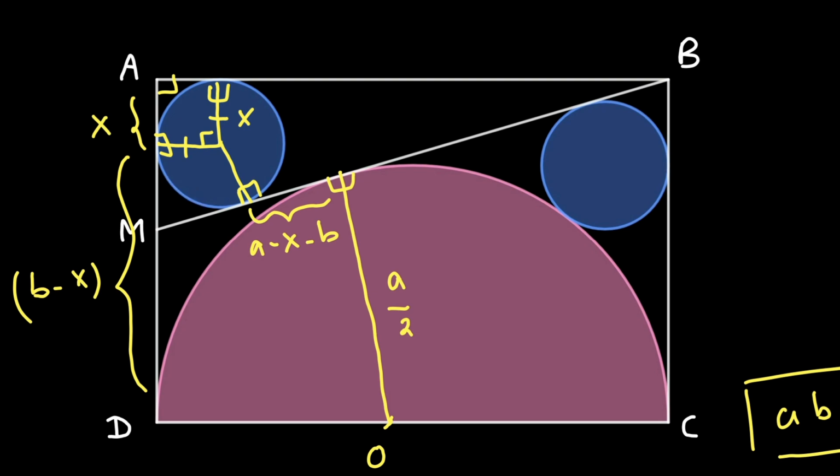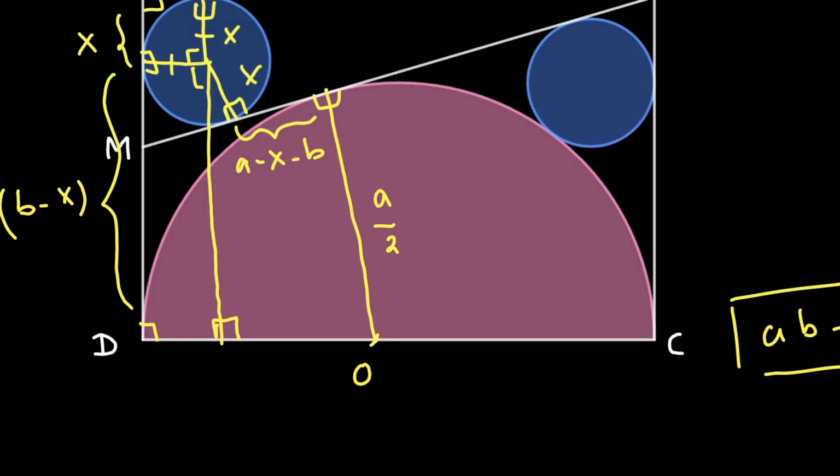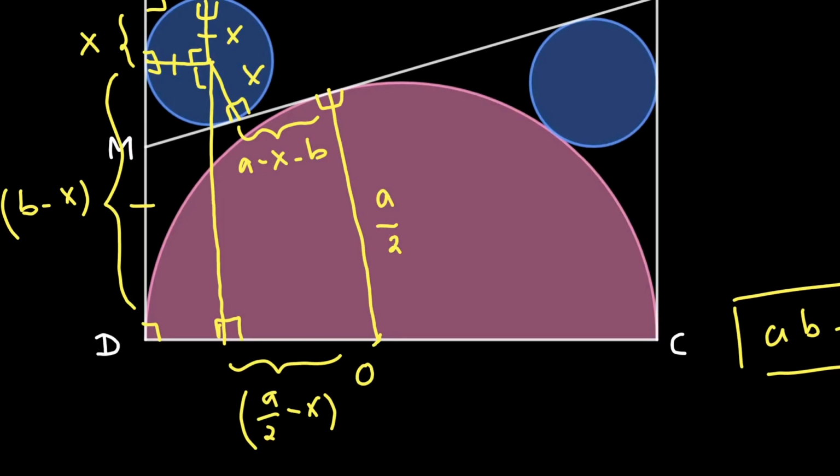Okay. Now I will simply drop a perpendicular from the center of the blue circle to the base of this rectangle. Now we can see that this angle is 90 degrees because it is the corner of the square. This quadrilateral becomes a rectangle, the same thing that we did over there. So this distance is x. The complete distance is a upon 2. Therefore the remaining distance, from the perpendicular to the point O, would turn out to be a upon 2 minus x. And also this length would be equal to this length. This length we have got as b minus x. Therefore this perpendicular would also have a length b minus x.